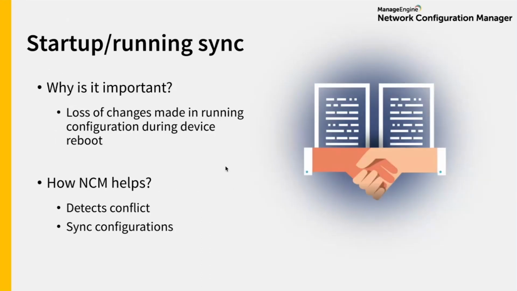Why do these two configurations always need to be in sync? Because running configurations, as you know, are stored in RAM, a random access memory. If there is a sudden network outage, or if the device gets rebooted, the running configurations will be lost immediately upon reboot. So what you can do is sync the changes you have made in running configurations with the startup configurations, so that they will be available anytime if any issue occurs.